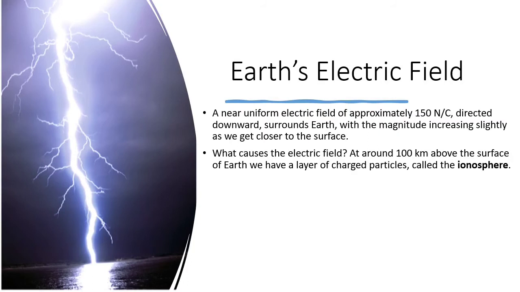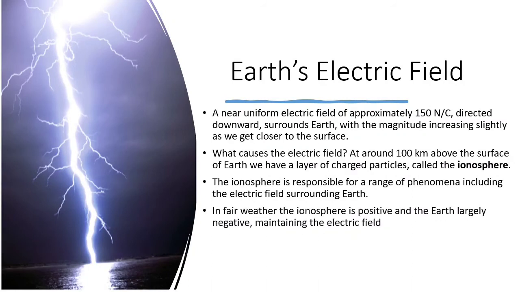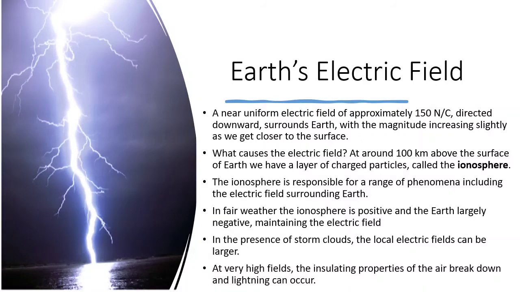Around 100 kilometers above the surface of Earth, we have a layer of charged particles called the ionosphere. The ionosphere is responsible for a range of phenomena, including the electric field surrounding Earth. In fair weather, the ionosphere is positive and the Earth largely negative, maintaining the electric field. In the presence of storm clouds, the local electric fields can be larger and even produce lightning. At very high fields, the insulating properties of the air break down and lightning can occur.